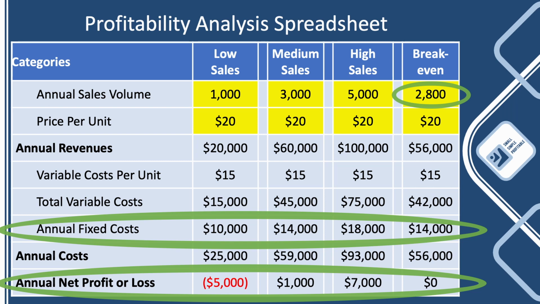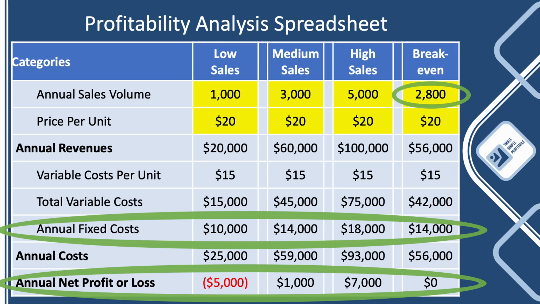Let's look at what happens when we decrease our annual fixed costs by $4,000. Now, in this spreadsheet, the annual fixed costs are $10,000 in low sales, $14,000 in medium sales, and $18,000 in high sales. Since the fixed costs in this example were office rent, part-time accountant, and business owner wages, you could adjust one or more of these categories to decrease the fixed costs by $4,000 a year.